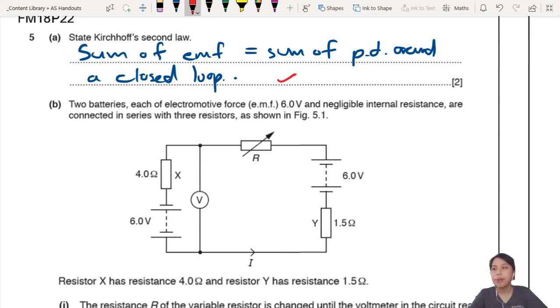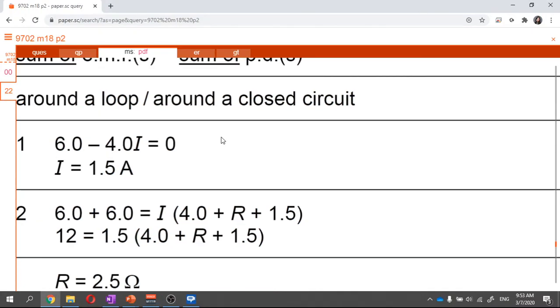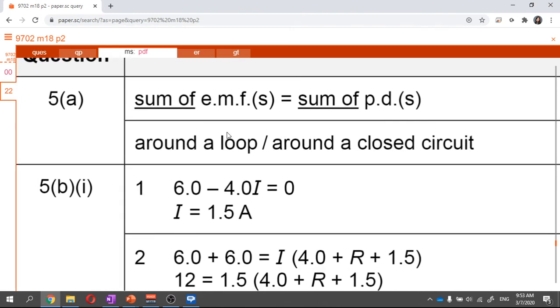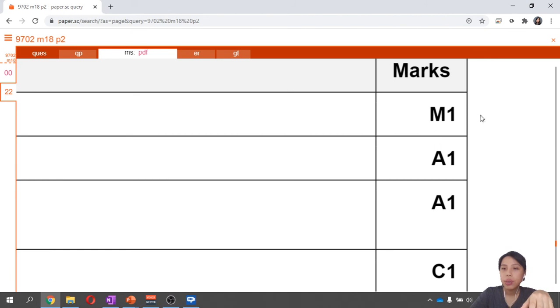Ooh, this is not a B1 mark. Let's look at the mark scheme. You see the mark scheme here? Ooh, that's a little too big. Never mind. When you see an underline, this underline basically means you must have the word sum. So if you just say EMF equals PD, no. So you must have sum of EMF, sum of PD. And then you must also talk about around a loop or closed circuit. Oh, see, they're very specific now. 2 marks there. One is the M1 and then the A1 mark.